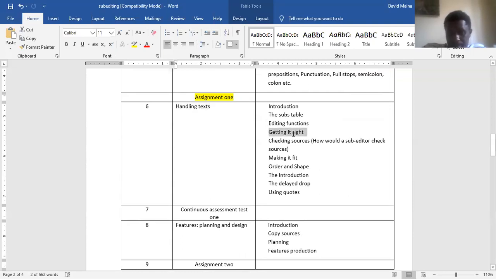Getting it right. You're going to look at checking the sources. How does an editor check the sources? For example, you are writing about coronavirus. How are you going to check the sources? Because you're going to get information from various sources, sources that can be trusted and sources that cannot be trusted, including bloggers, including sites, etc. Kama saa hii unapata kuna coronavirus inaendelea.